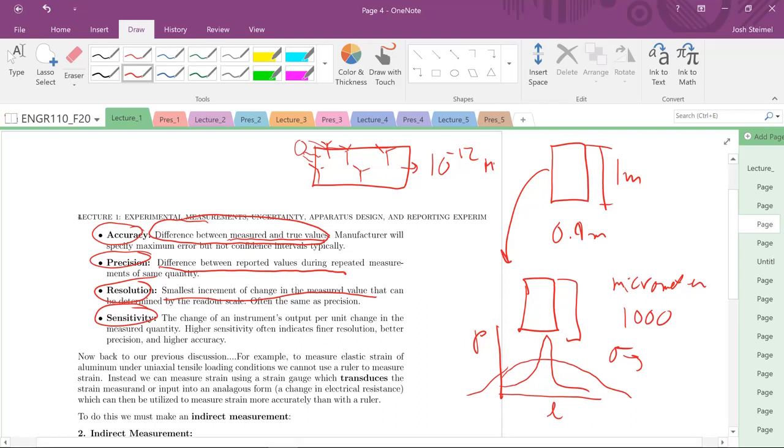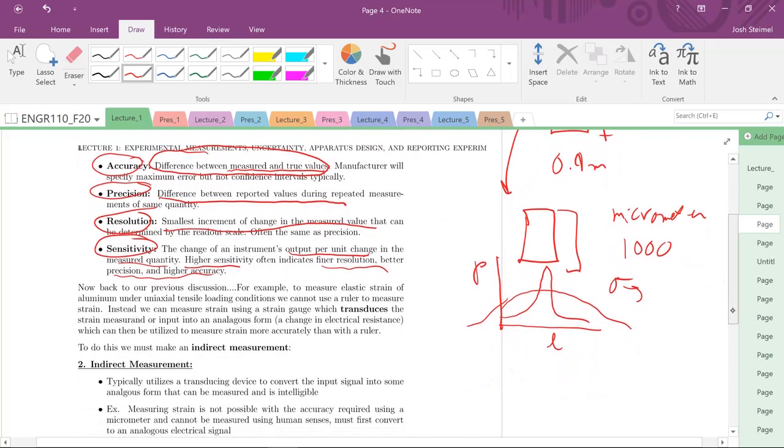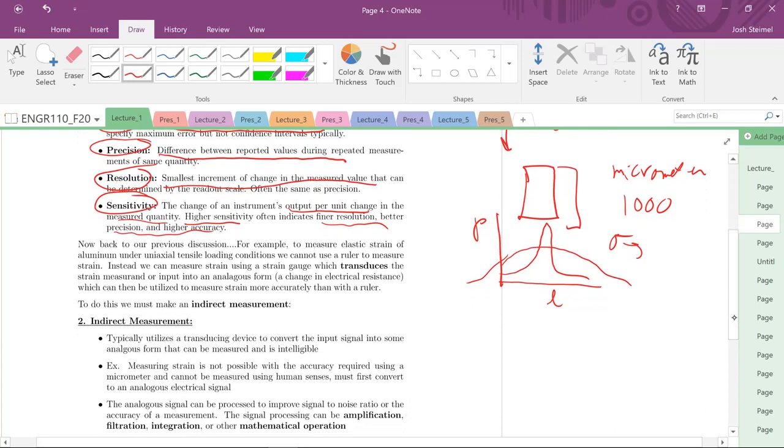And sensitivity is basically the output per unit change in the measured quantity. If you have higher sensitivity, it indicates finer resolution, better precision, higher accuracy. So just make sure you use that language properly and move forward. I will be nitpicky on your lab reports, but it's really important going forward. You want to use the correct terminology because people make decisions based on the papers that you're going to write. So again, the good for humanity.